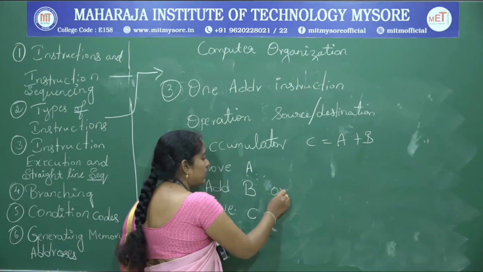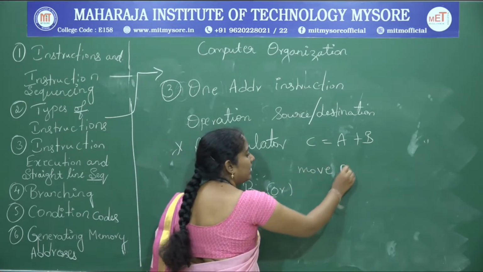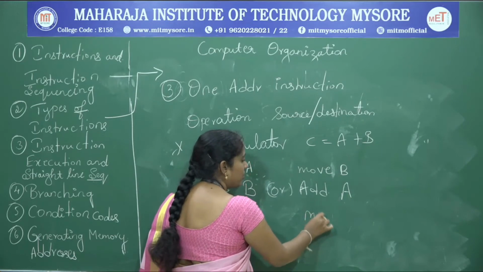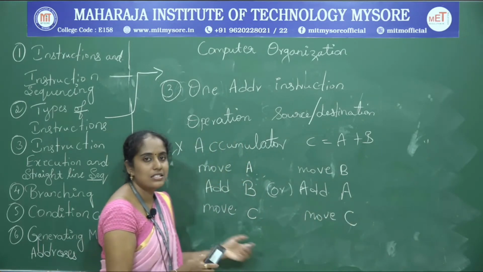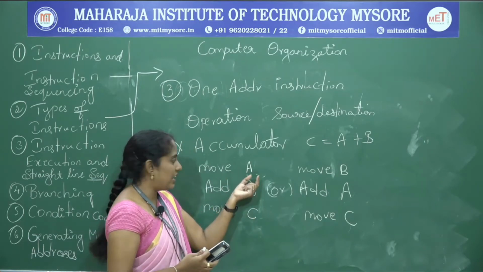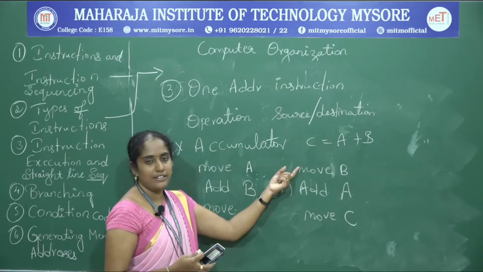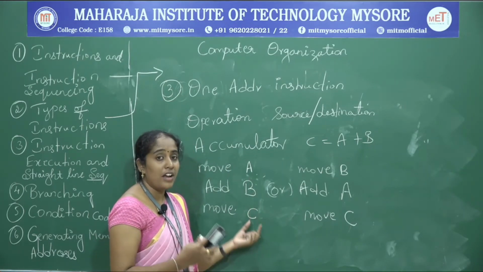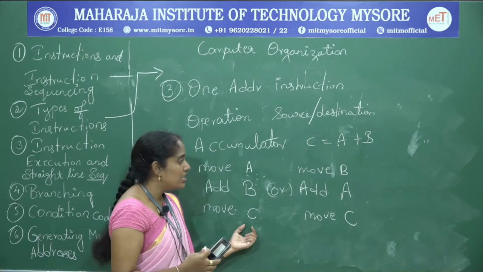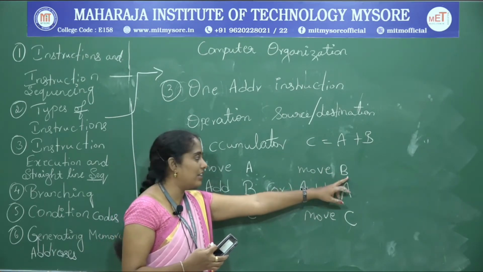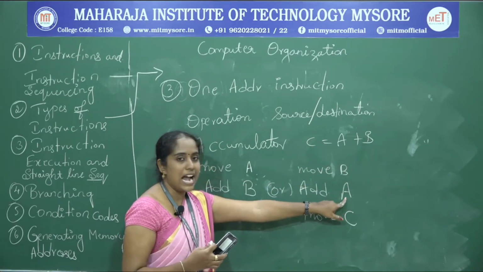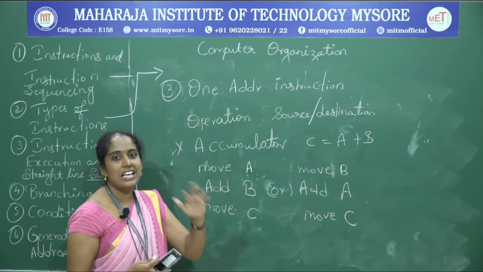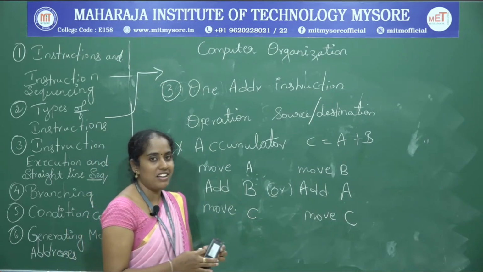Or else it can also be written like this: move B, add A, and move C. Both are the same. First you take the A content and move it to the accumulator, then add the content of B with the accumulator, and next store the result in C from the accumulator to C. Similarly, this is also the same: we move the content of B to the accumulator, add the A value with the accumulator, and store the result in C. This is all about the one address instruction. And the last type is zero address instruction.